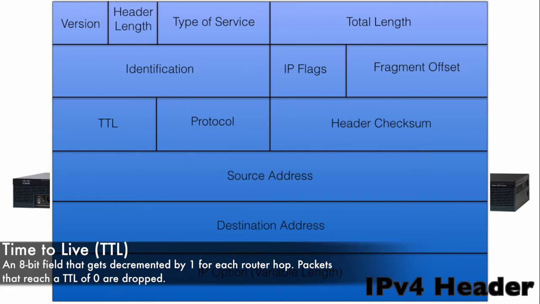Next, notice the TTL, the time to live field. This is a value that gets decremented every time a packet passes through a router. And if this value ever reaches 0, the packet's going to be dropped. And this is a good thing. This can help prevent routing loops.